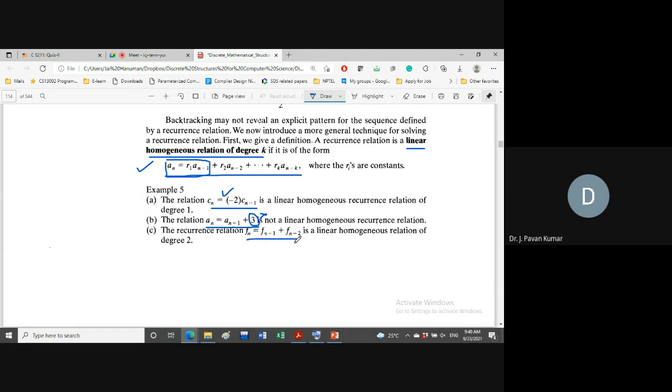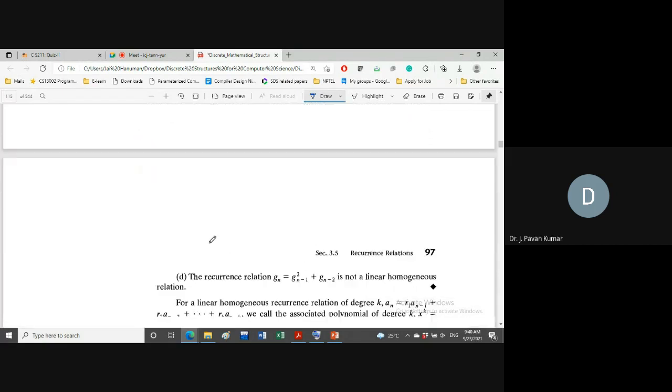And consider fn is equal to fn minus 1 plus fn minus 2. Here r1 and r2 can be considered as 1 into fn minus 1, 1 into fn minus 2. So it is of the form an is equal to this particular one, so we can consider this as a linear homogeneous recurrence relation of degree 2.